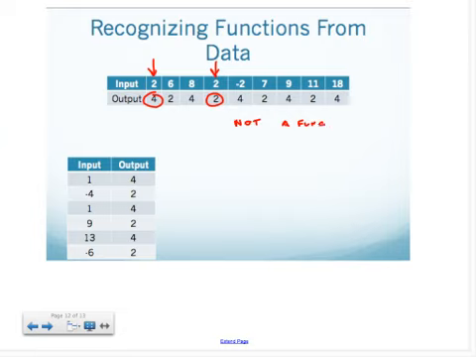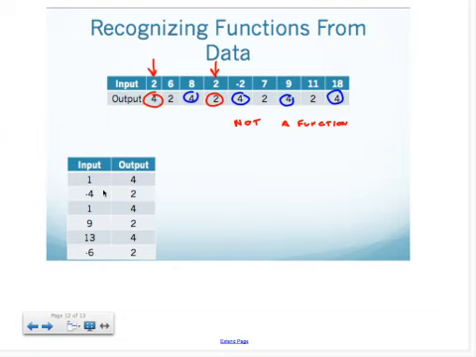Notice that there are several occurrences of the same output. Circle those in blue here. So 4 is an output, 4 is an output, and so on. And there are several inputs that have the same output. That's allowed. But when you have the same input, they must have the same output.